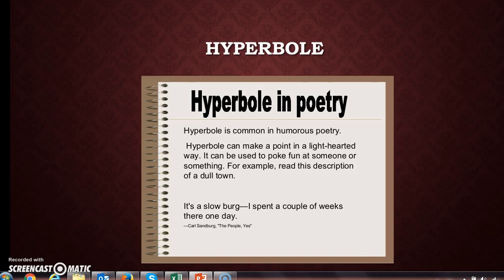Hyperbole is another tool that poets like to use, especially in humorous poetry. And a hyperbole is an extreme exaggeration. So whenever you come across an extreme exaggeration, something that is not possible at all, that would be hyperbole. A lot of times you'll see that in Dr. Seuss books, or if you ever read that old book of poetry, I think it was called Where the Sidewalk Ends. All of those are really good examples of hyperbole.